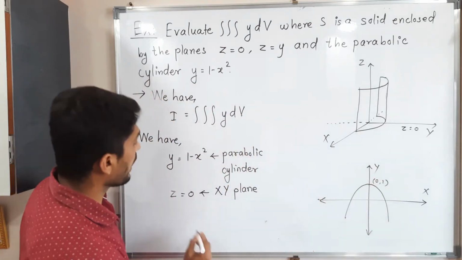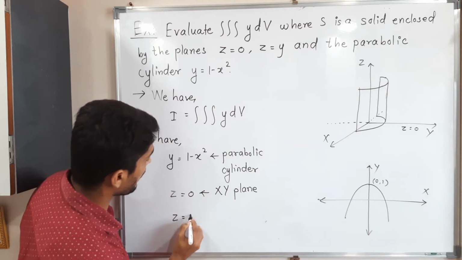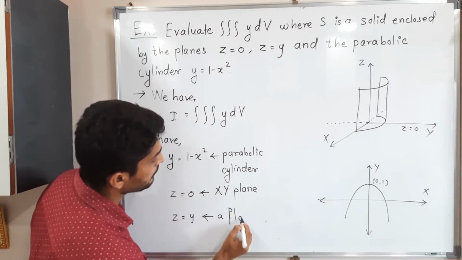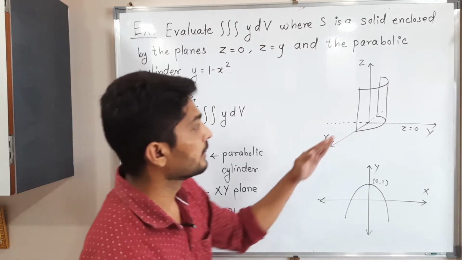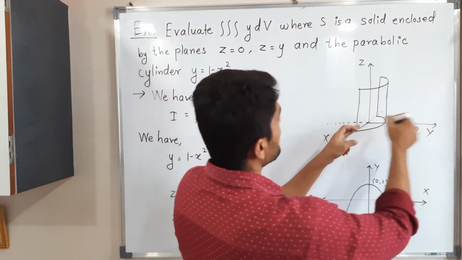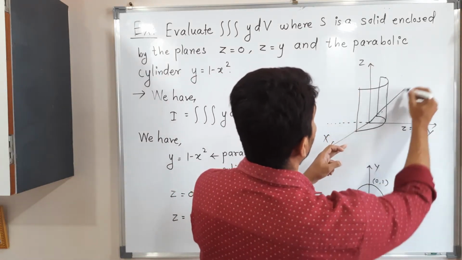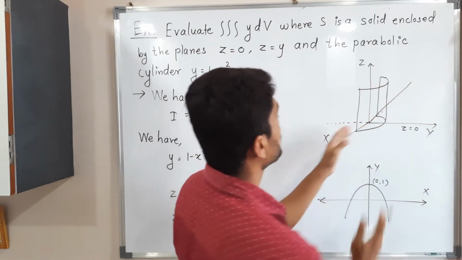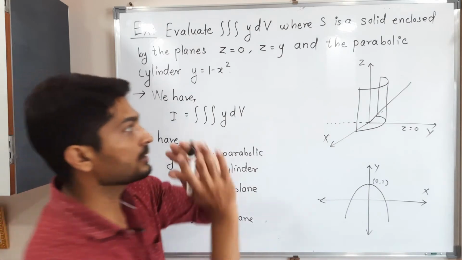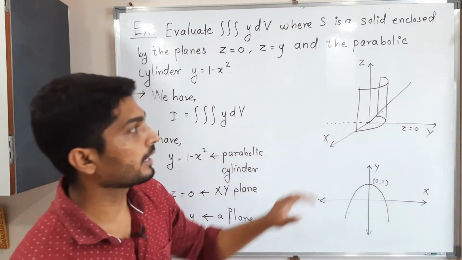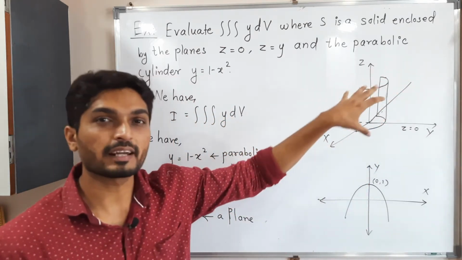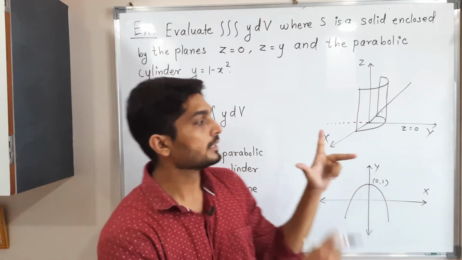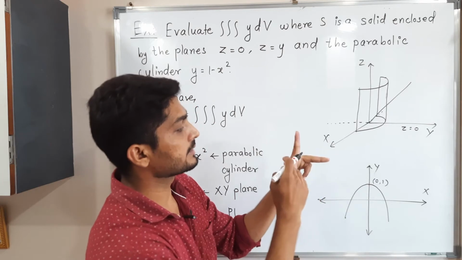Next is z is equal to y, a plane. Actually it is a plane. That means this is the z axis, this is the y axis, so you can see this line. In that direction we will have a plane which is parallel to the x axis. I cannot draw the plane fully, otherwise the diagram will be more complicated, but as you can see, this is the plane. Suppose this is the y axis, this is the z axis, and this is the x axis.